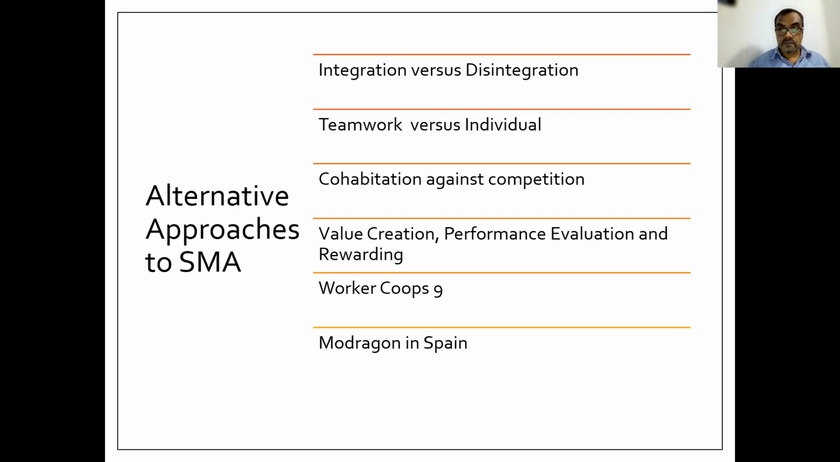Mondragon in Spain started with just less than 10 employees to run small businesses. Now the total number of employees has increased up to 80,000 or 90,000, huge. And it has foreign subsidiaries as well, and lots of networks within Spain. And it has stepped on to different types of businesses, business diversification.